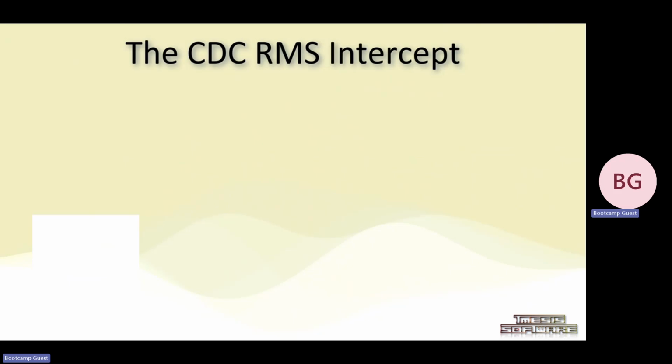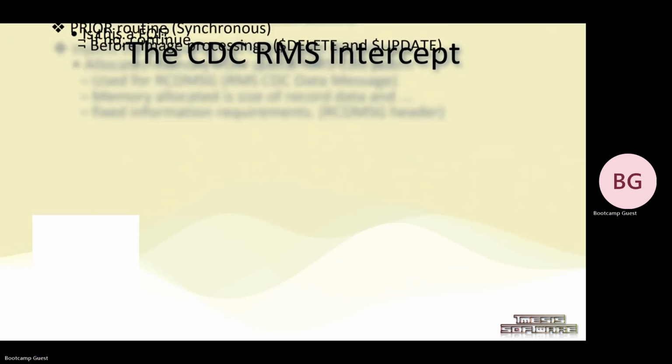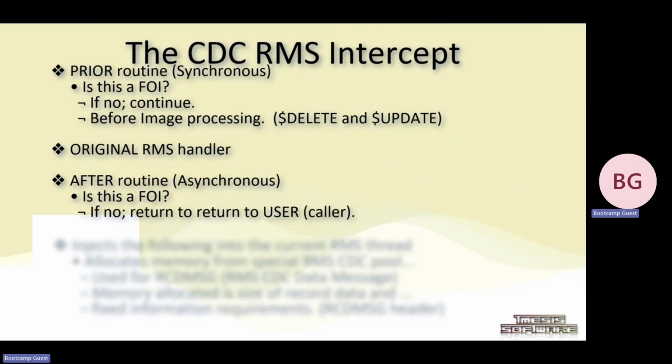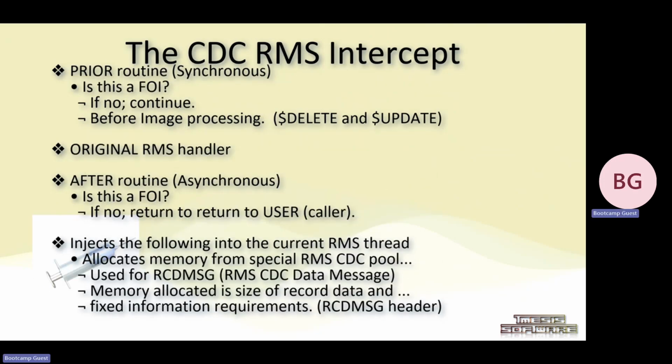Then it's in the, if you're familiar with LEIs, has an initialization section in it. Once that's executed, it's tossed away, doesn't need it anymore. So the prior routine, very synchronous, comes into the routine, and the first thing it does is it looks for what we call an FOI, which is a file of interest. We're not recording all files, just the ones we have interest in. If it's not one of those files, it continues on and does everything like it used to. Calls the original handler, goes into the after routine, says, was it an FOI?